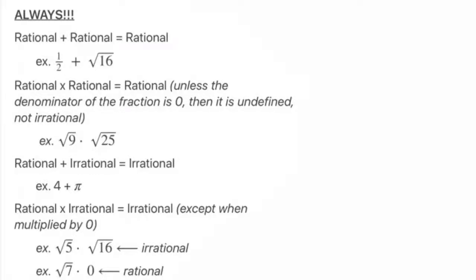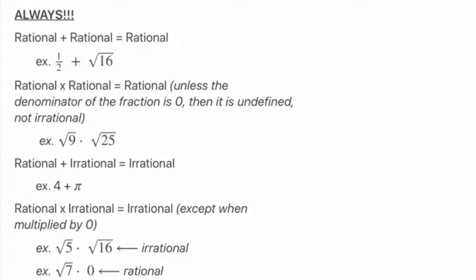The first problem I want you to think about is when you're adding two rational numbers. If I add two fractions, we know the answer is a fraction. If I add a fraction and a whole number, we know the answer is a mixed number. If we add two whole numbers, we know that our answer is a whole number. So anytime you're adding two rational numbers, your answer is always going to be rational.